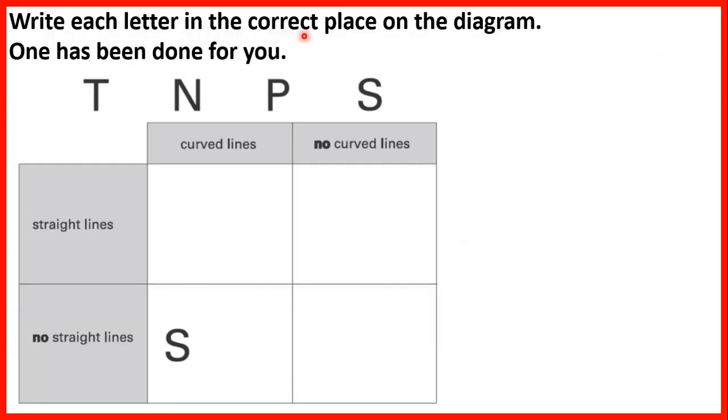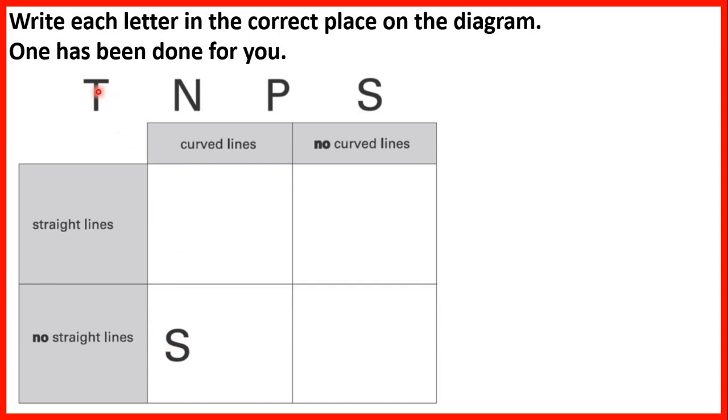Write each letter in the correct place on the diagram. One has been done for you. So we need to know whether each letter has straight lines or no straight lines, and curved lines or no curved lines. So S is written in this section here, because if we look to the left, that has no straight lines, but it does have curved lines. In fact, with the letter S, we just have one curved line.